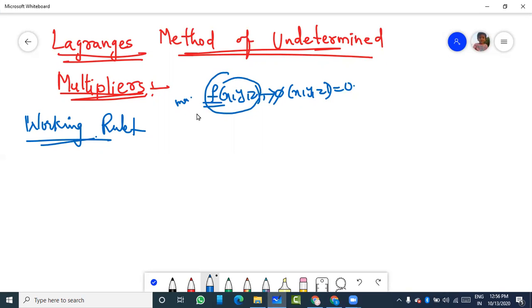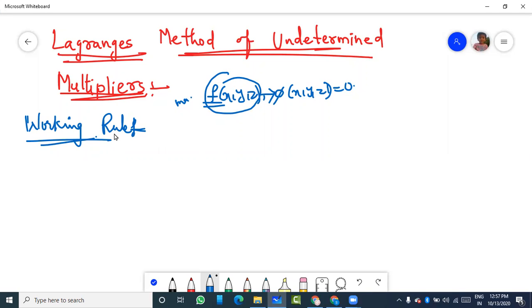That is, finding the maximum or minimum when the function is related to another function. This type of problem can be solved for maxima or minima by using Lagrange's method of undetermined multipliers. In this, we can also follow a working rule.